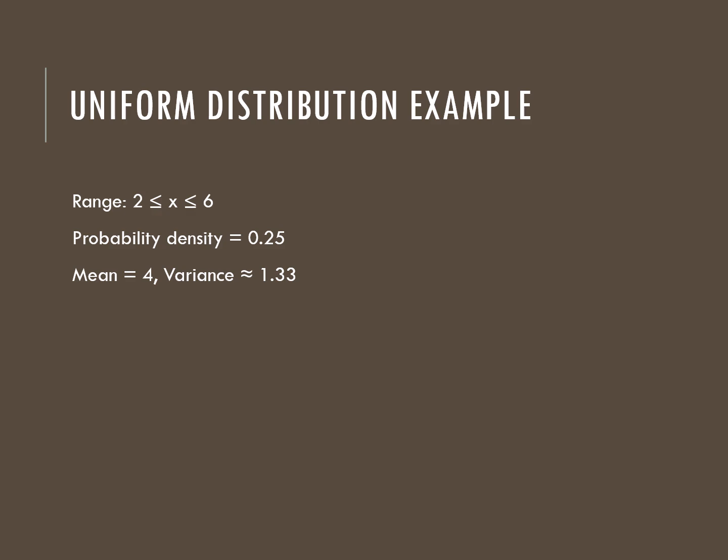Uniform distribution example. Let us consider a uniform distribution from 2 to 6. The length of the interval is 4. The probability density is equal to 1 divided by 4, which is 0.25. The mean of the distribution is 4. The variance is approximately 1.33. This example shows us how to easily work with uniform distributions.